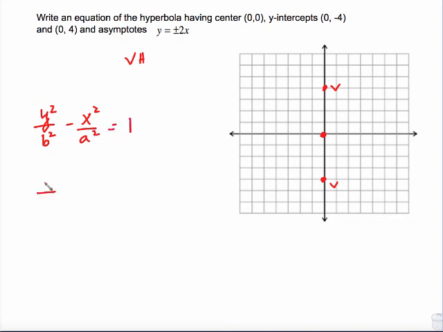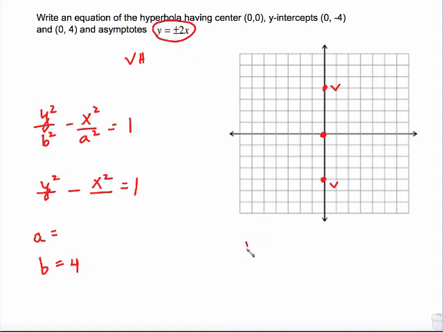So nothing fancy with a center. So this will stay y squared. This will stay x squared. I just have to come up with my a and my b. From the center to either of these vertices is a distance of 4. That is a vertical distance. That means B is 4. I don't know what A is. I don't know what C is, so I can't use A squared plus B squared equals C squared. But what I do know is that we've got these asymptotes at plus or minus 2x.